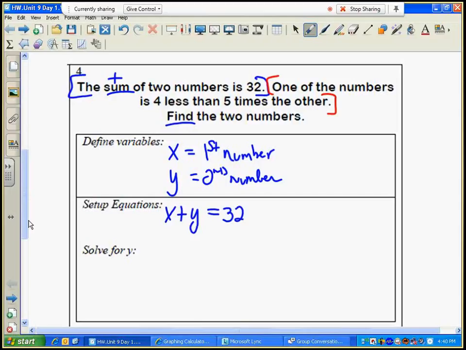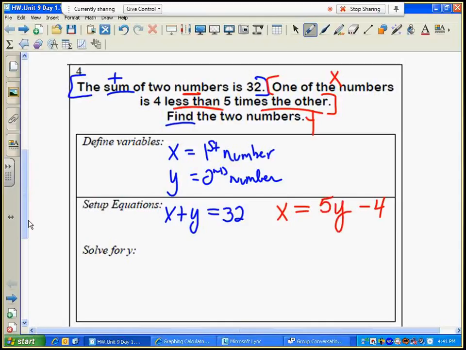The other one says one of the numbers is 4 less than 5 times the other. Okay, one of the numbers, I'm going to call that x. Okay, and then it says is 4 less than. Less than implies subtraction, but remember, the order of subtraction matters. So I'm not going to write 4 minus something. I'm going to write something minus 4, because I'm taking away 4 from whatever that something is. Now when it says 5 times the other, well, I already used x, so it must be talking about y. So it's 5y.